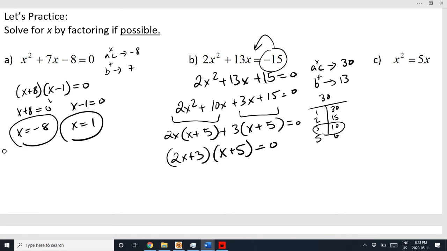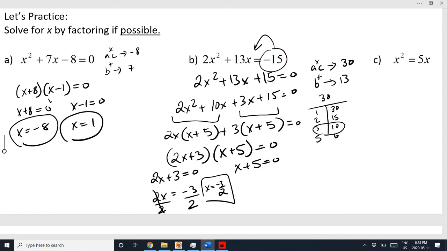Now we just need to set each factor bracket to 0 and solve for x. Let's do this one first. We'll move the 3 over to the other side. So we'll get 2x is equal to negative 3. And then we'll divide both sides by 2. These will cancel. X is equal to negative 3 over 2. That's one of my solutions. And then this one here, if we move the 5 over to the other side, we have x is equal to minus 5. And this is my other solution over here.